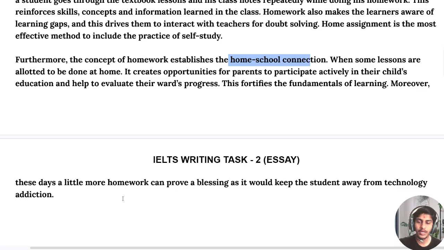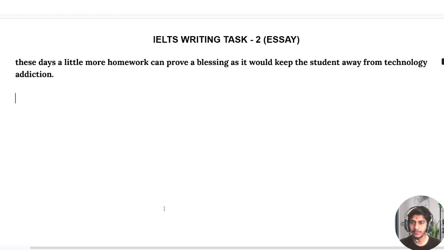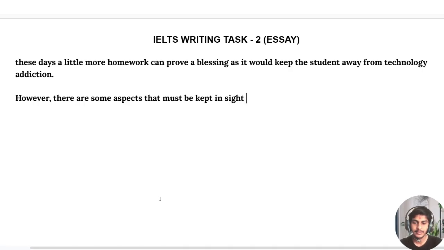Now our counter argument paragraph. Here is our counter argument paragraph. So I'll write the counter argument paragraph here. However, there are some aspects that must be kept in sight when homework is given.